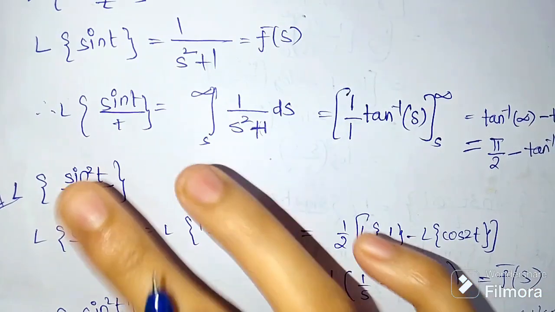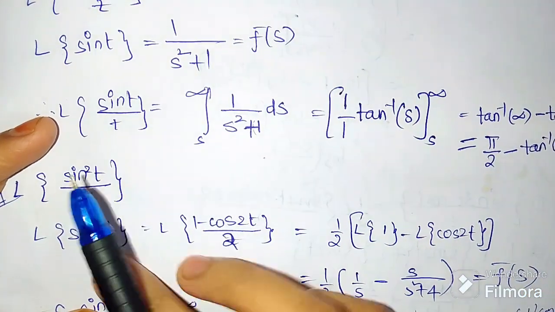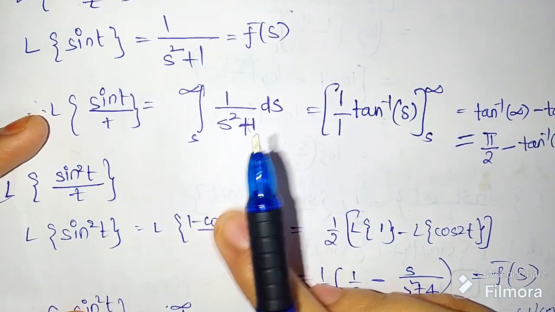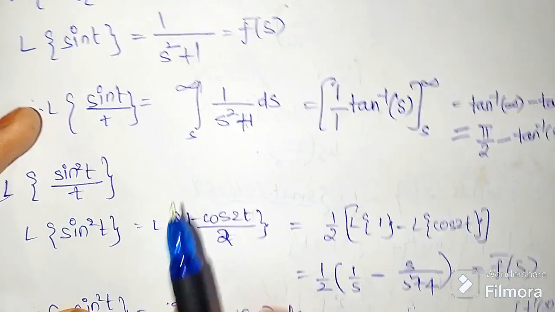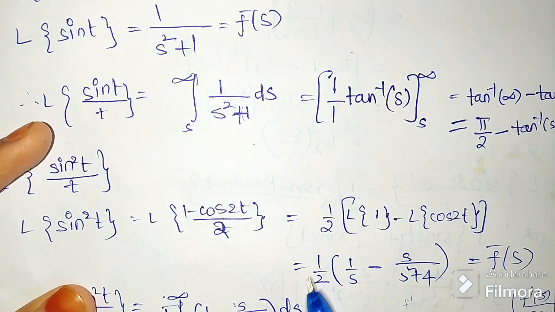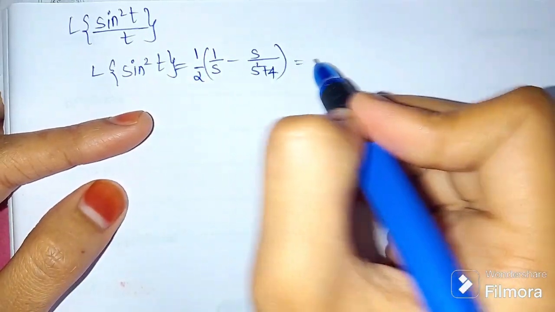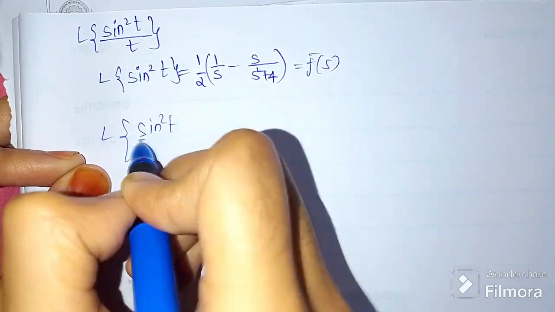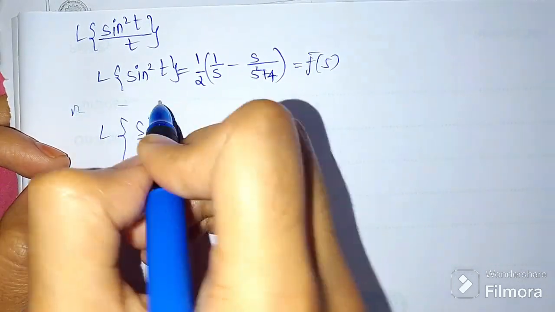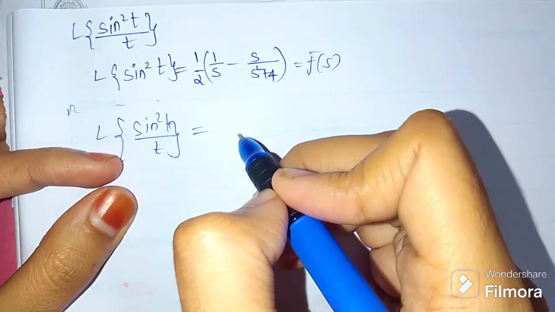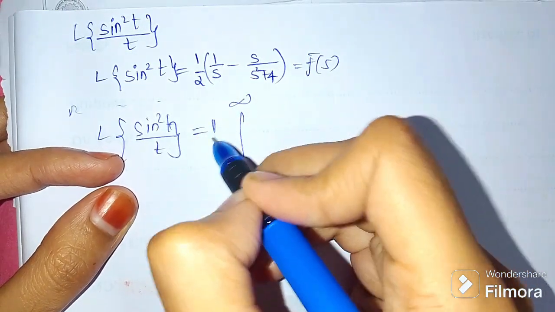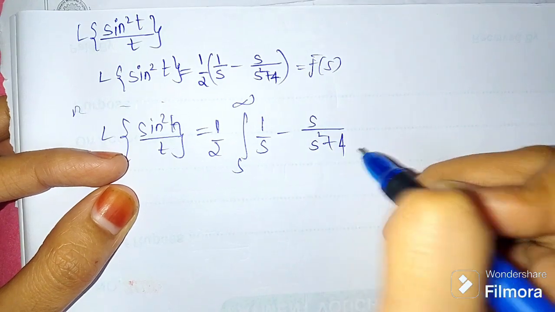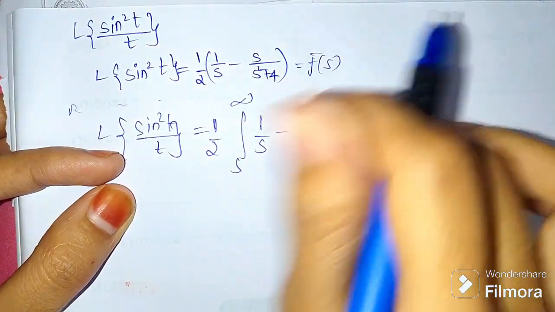In the same way, see this: Laplace of sin square t by t. First you'll write Laplace of sin square t, which you'll convert. We already did all these sums before, so I'm not doing it again. You'll get the answer 1 by 2 into this something. This is your f bar of s. Now Laplace of sin square t by t, by division property, is the integral from s to infinity, constant put outside, of (1 by s minus s by (s square plus 4)) ds, with respect to s.